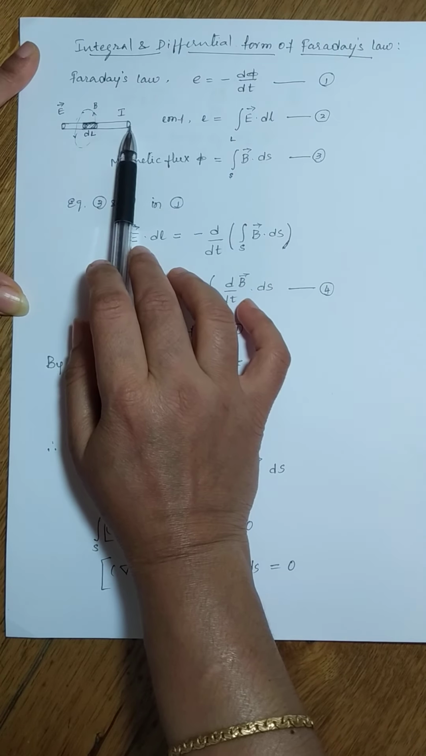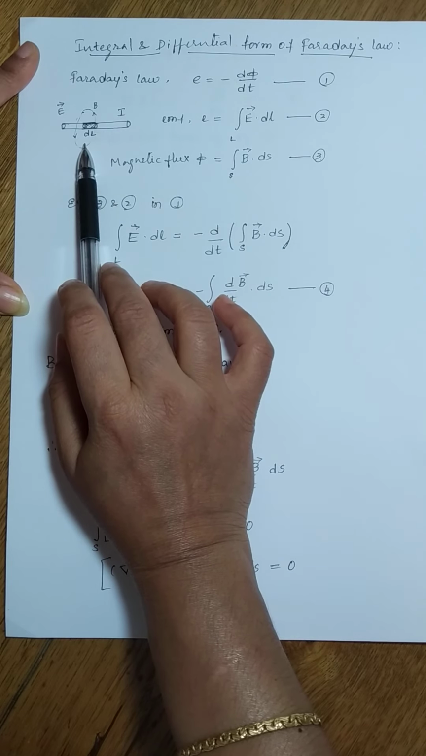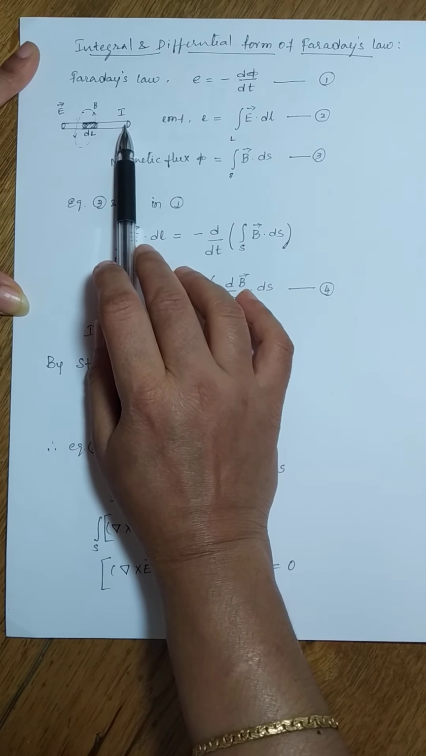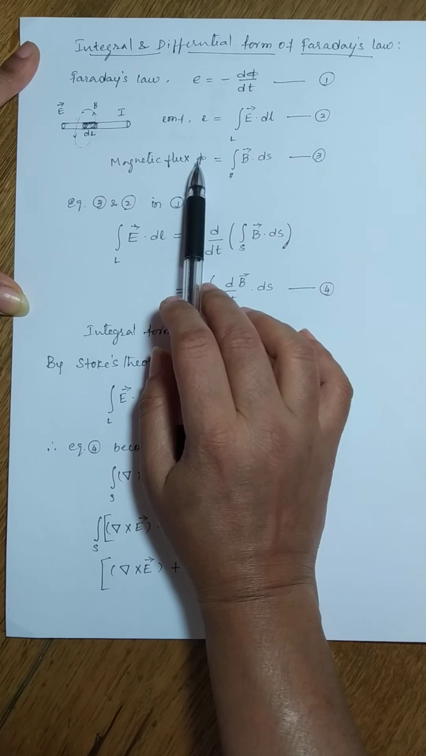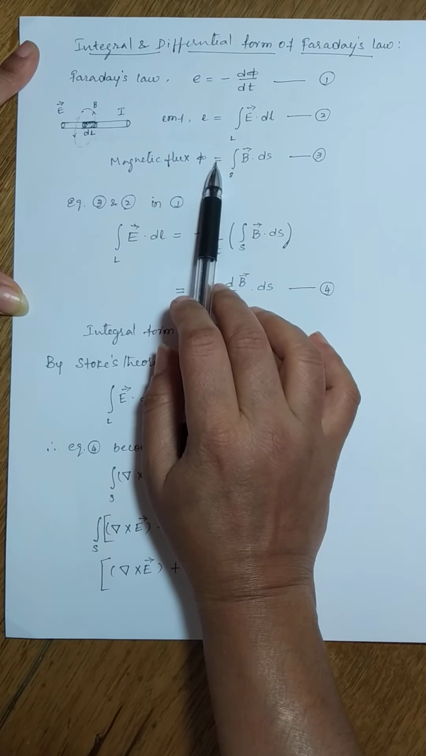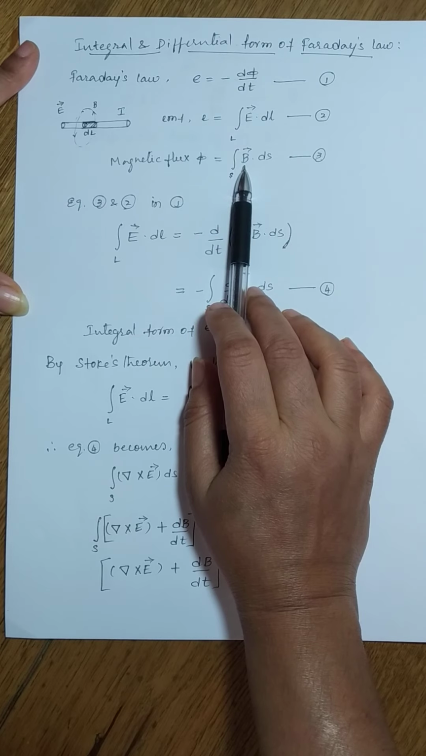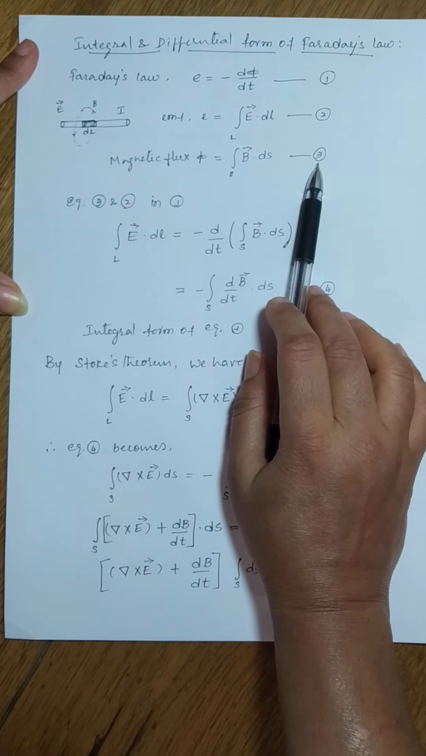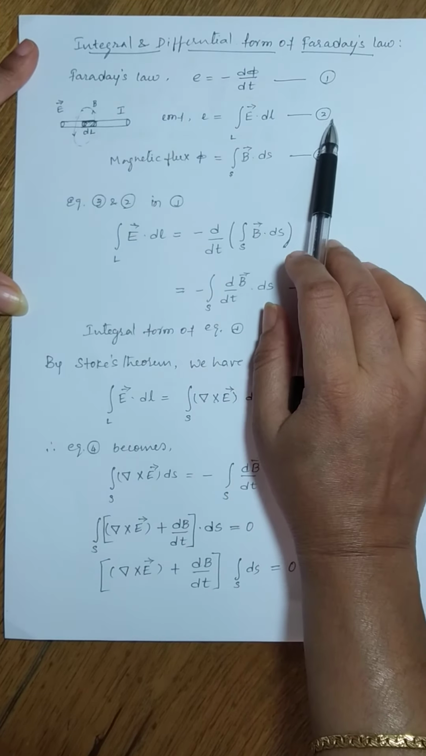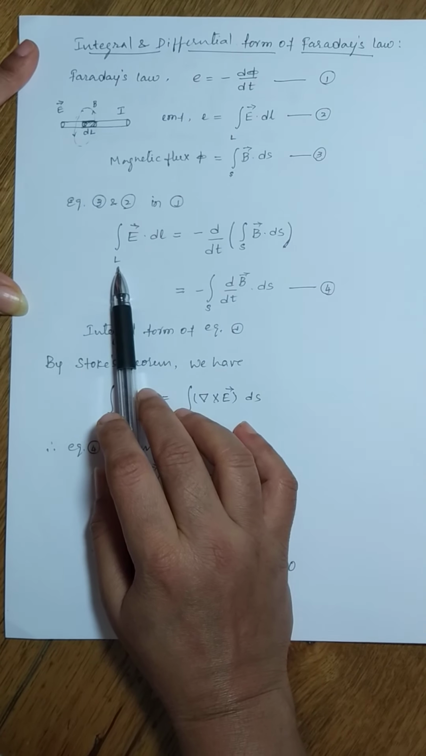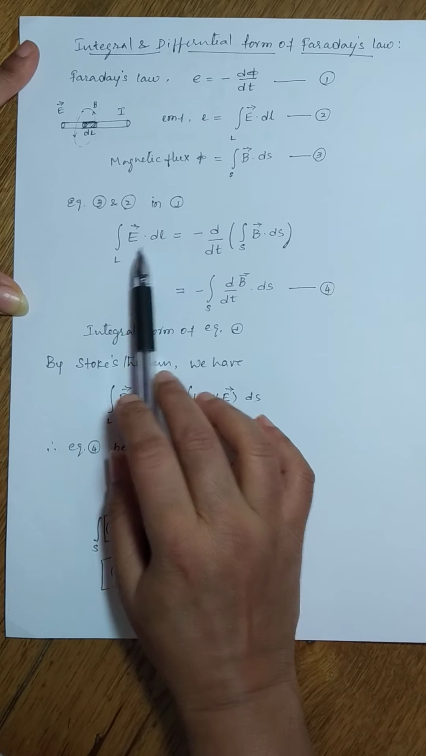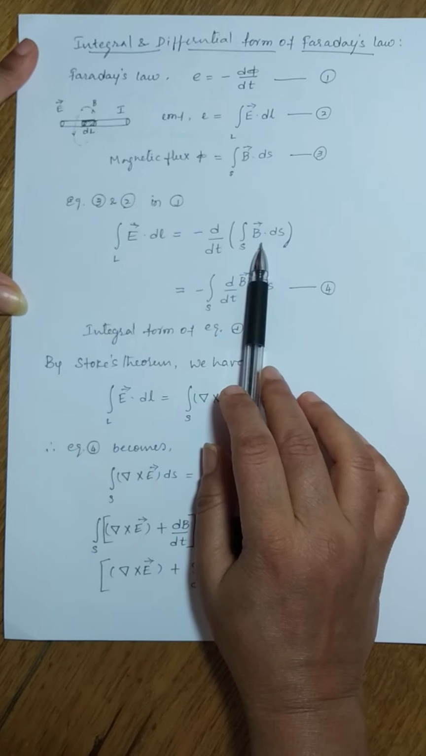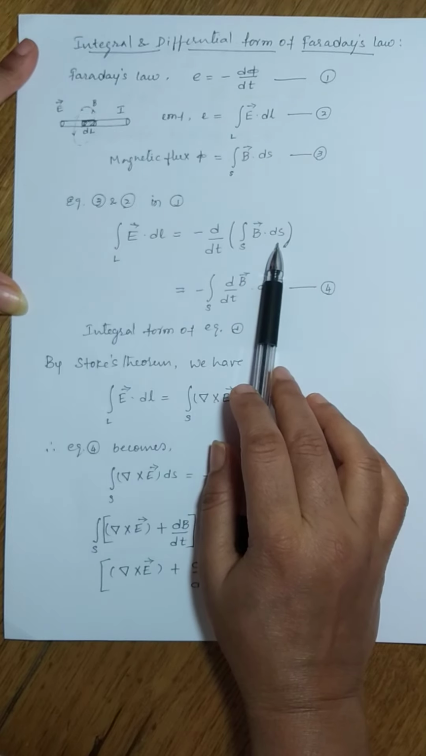Whenever there is a current in a conductor, there will be a magnetic field associated with it, in the form of concentric circles perpendicular to the direction of the current. If ψ is the magnetic flux, then ψ can be written as the surface integral of the magnetic field vector B over an elementary surface ds. That I have taken as equation 3. Substituting 3 and 2 in equation 1, we get the line integral of the electric field vector E is equal to minus d/dt of the surface integral of the magnetic field vector B over ds.